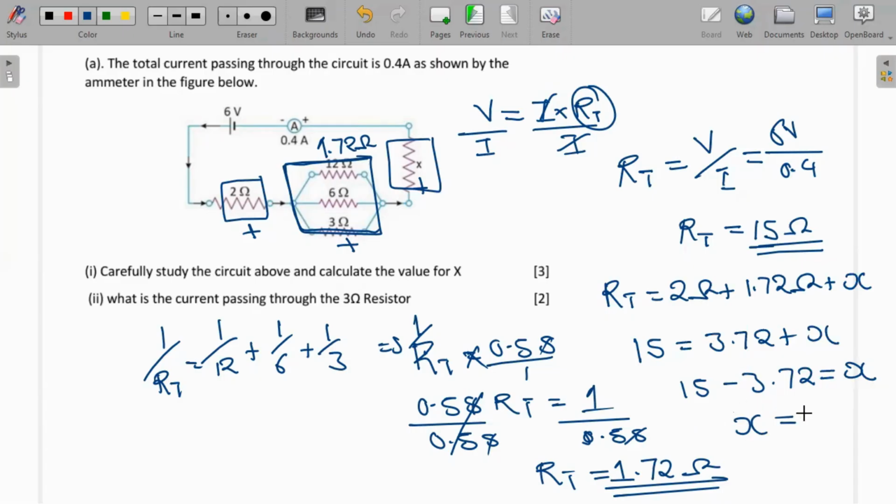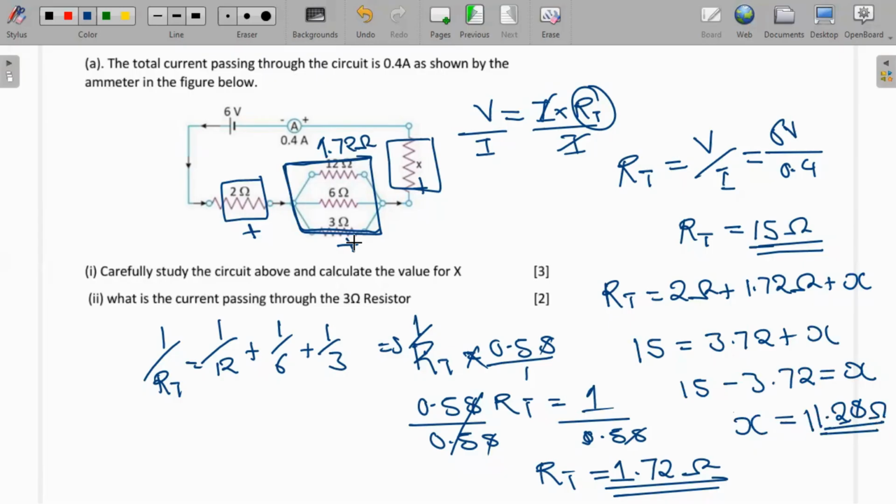11.28 ohms. That is the value of X. Resistor X has a magnitude of 11.28 ohms. As simple as that.